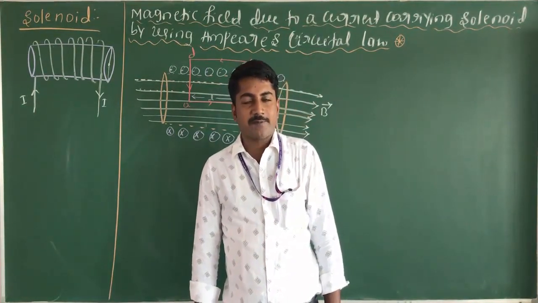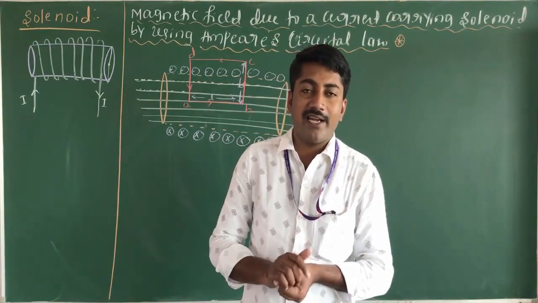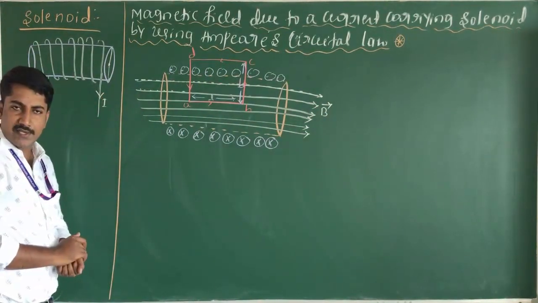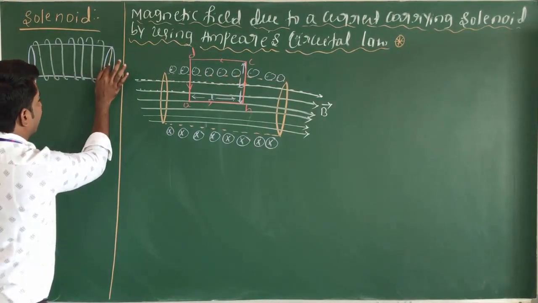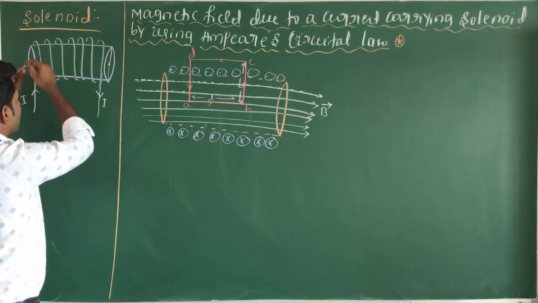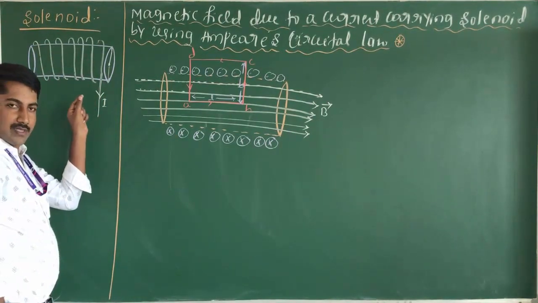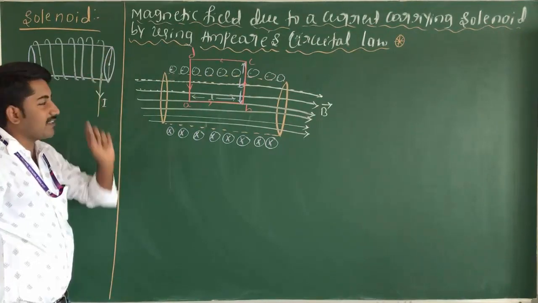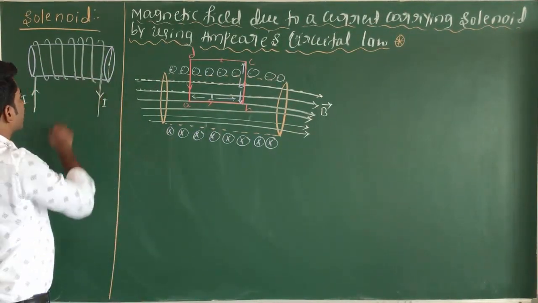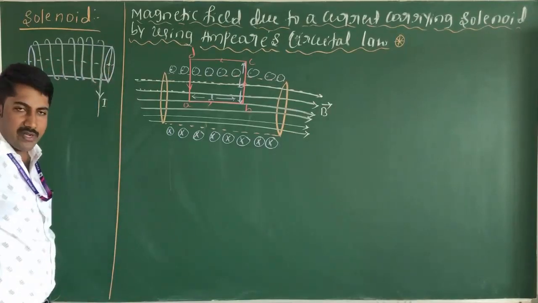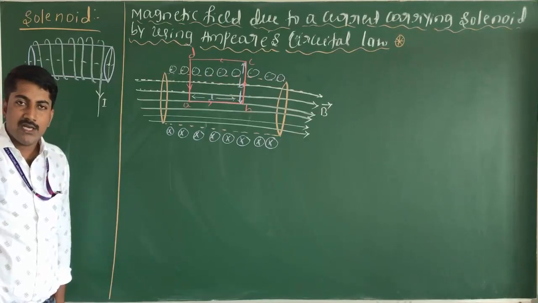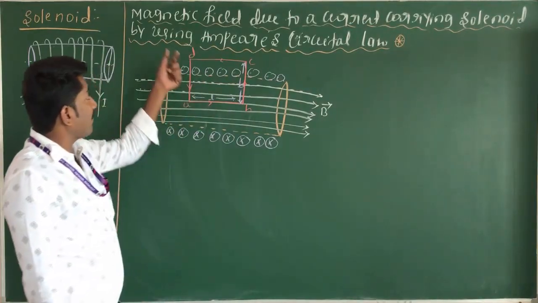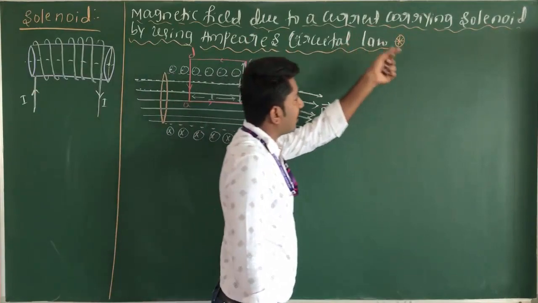Now we will find the expression for the magnetic field due to the current carrying solenoid. When the current is flowing inside the solenoid, the magnetic field is produced. Here the insulated wire is wound along the cylindrical tube. At the center of the solenoid the magnetic field is maximum. At the end of the solenoid the magnetic field is not maximum. Along its axis the magnetic field is uniform, but at the end it is not uniform, and outside this solenoid the magnetic field is zero. This is very important.